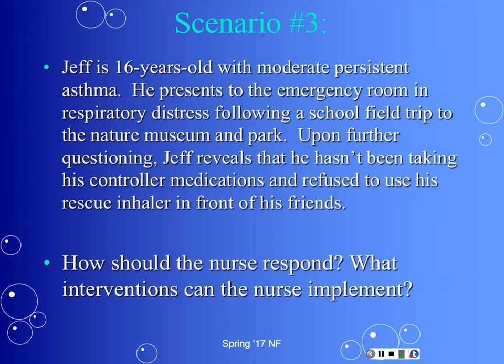So Jeff is 16. He comes in with moderate persistent asthma. He comes into the ER in respiratory distress after they went on a school field trip to the Nature Museum in the park. Upon further questioning, Jeff tells you that he hasn't been taking his controller meds, and he refused to use his rescue inhaler in front of his friends because he didn't want them to think he's sick. How should the nurse respond, and what interventions can the nurse implement?